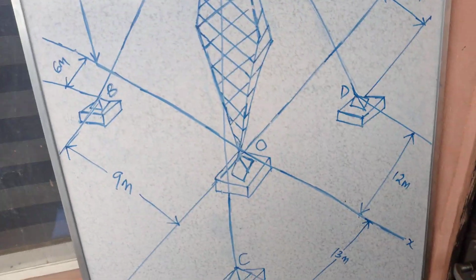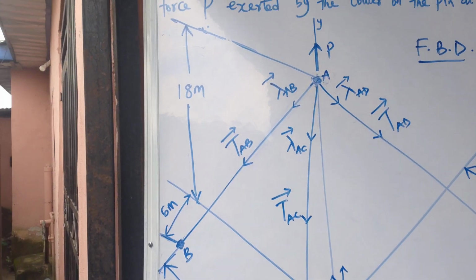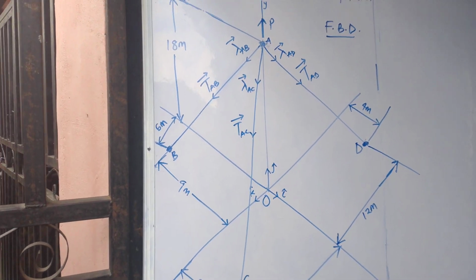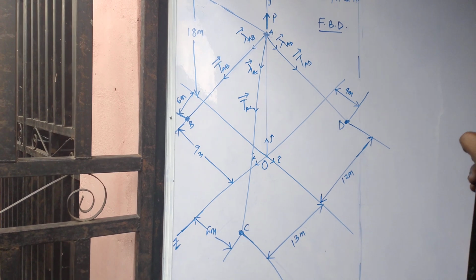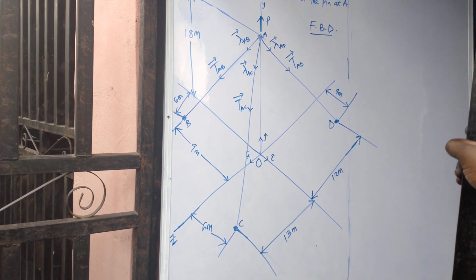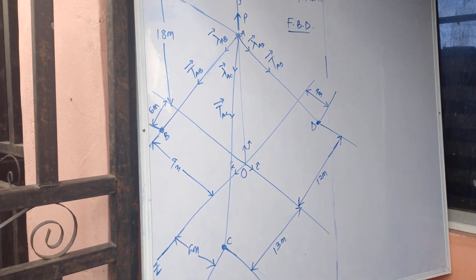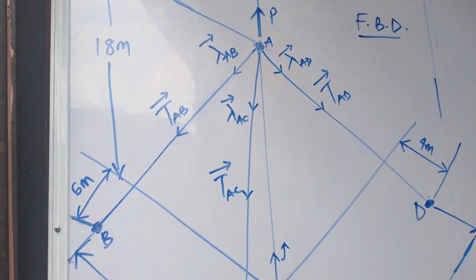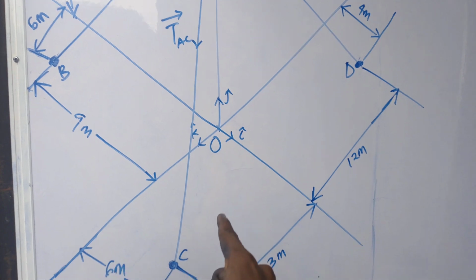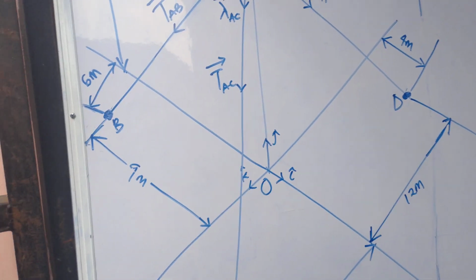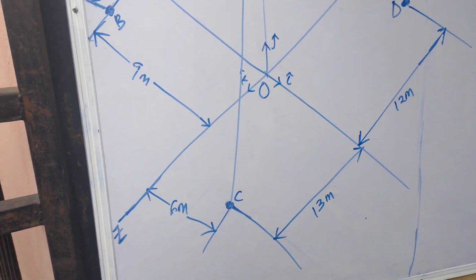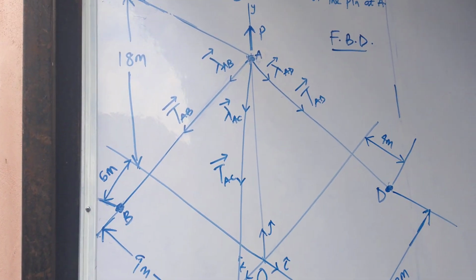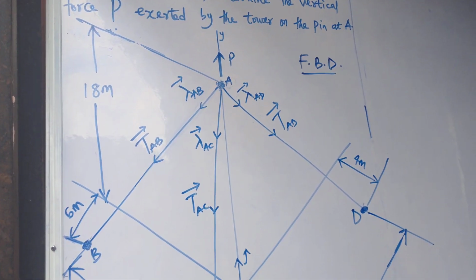Now let's look at the free body diagram quickly. This is my free body diagram. This is point A, point B, center point O, point C, and point D. The coordinates are I, J, and K. These are the dimensions. So that's the free body diagram. It has been simplified. Now we can solve it.